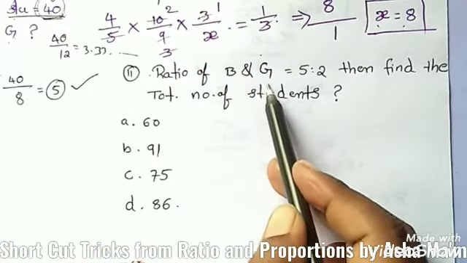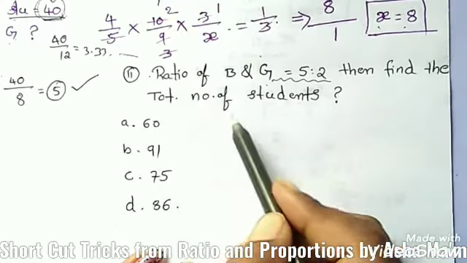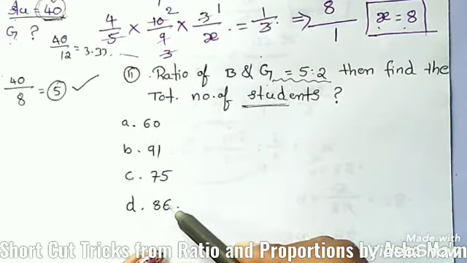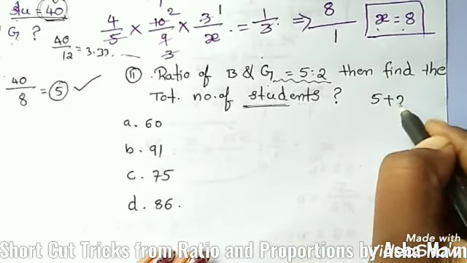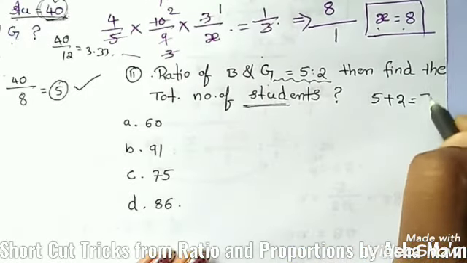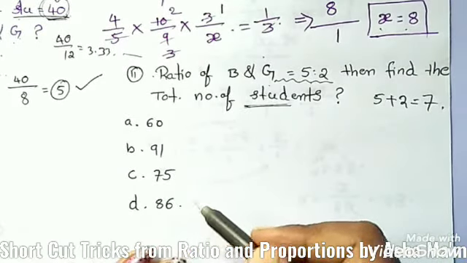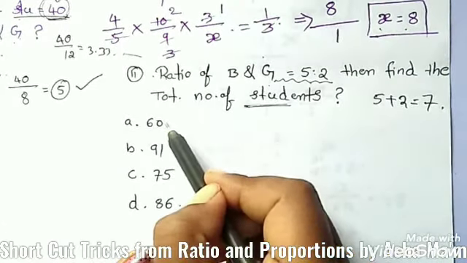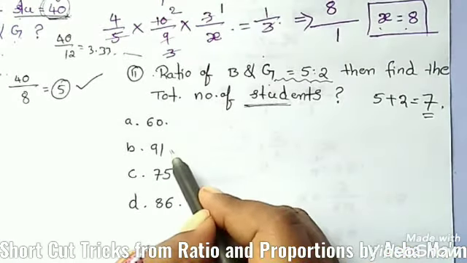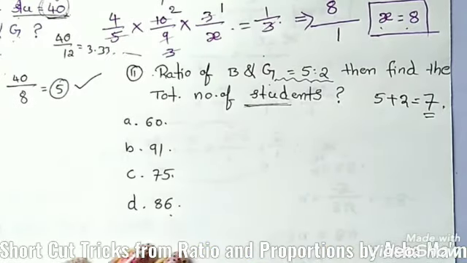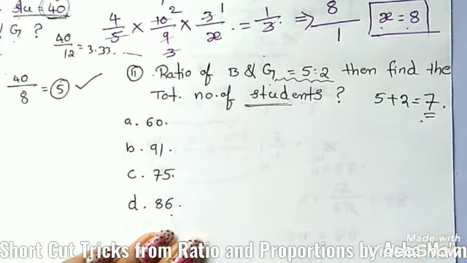The ratio of boys and girls in a classroom is 5:2. Then find the total number of students. Here some options are given. Now students, here you have to add these two numbers, 5 plus 2, that is 7. Now basing upon these options, you have to check whether 60 is divisible by 7 or not, and 91, 75, 86. Only if it is divisible by 7, that is the correct answer.